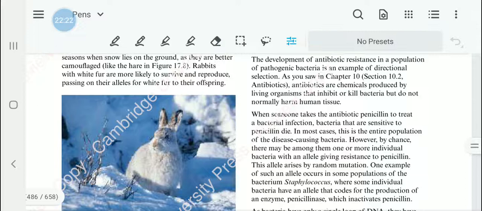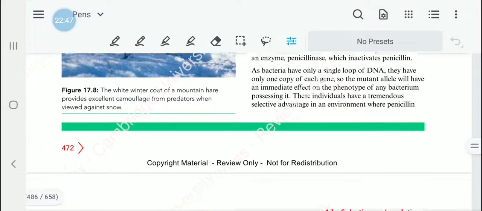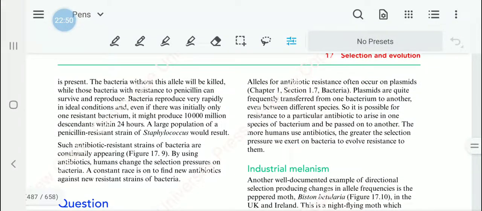However, as a result of a random mutation, if Staphylococcus develops an allele that codes for the production of the enzyme penicillinase, which inactivates penicillin, this bacterium will be resistant to penicillin, and as a result, we will have to develop new antibiotics against the new resistant strains of bacteria.